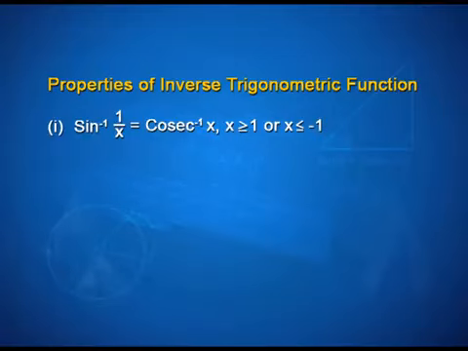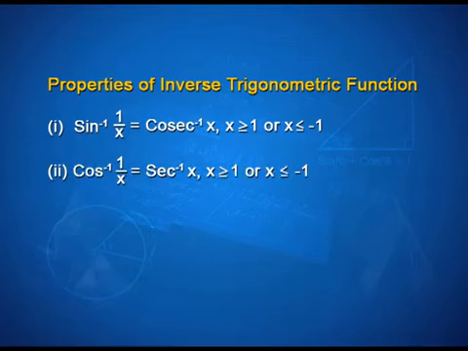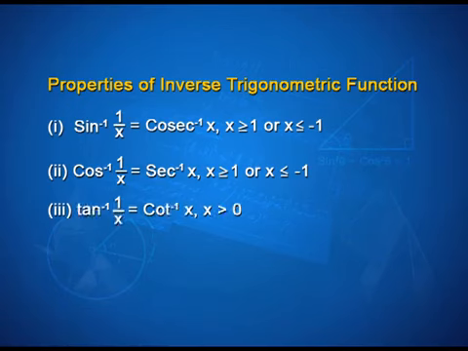To begin with, we have the first property which says that sine inverse of 1 by x is cosec inverse x, where x must belong to the interval over which the cosec inverse is defined. So, x must be greater than or equal to 1 or x is less than or equal to minus 1. Similarly, you have 2 more properties which say that cos inverse of 1 by x is sec inverse x, and tan inverse of 1 by x is equal to cot inverse of x.